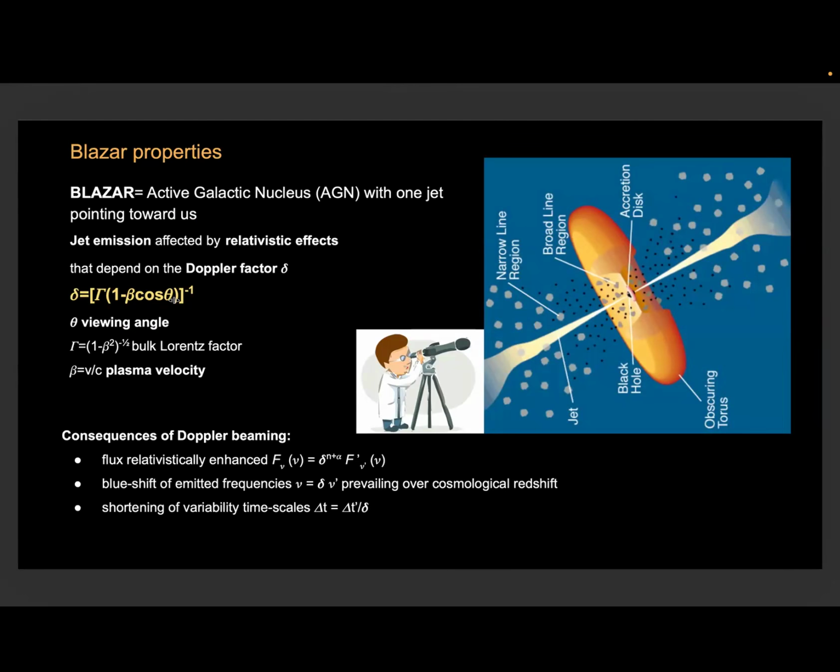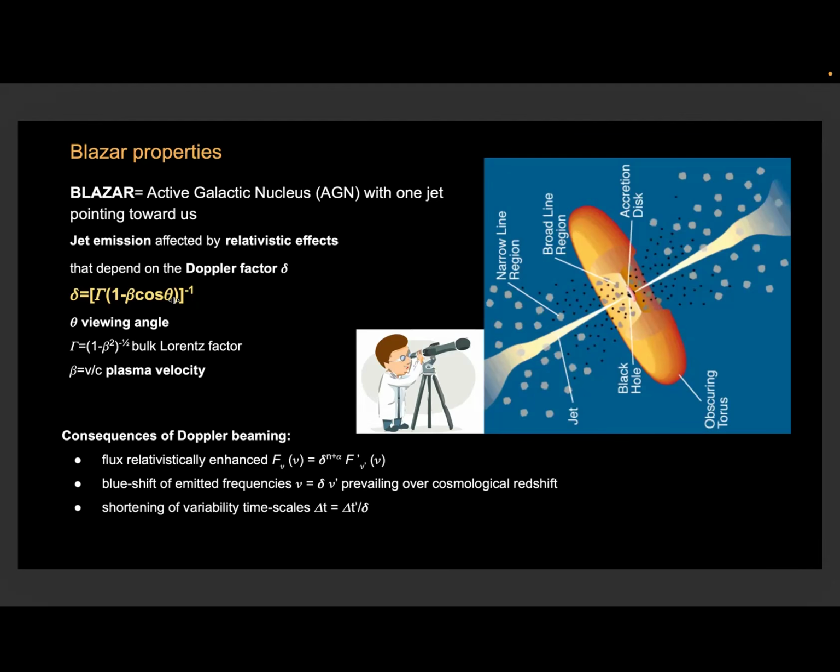us. Because of this, the jet emission undergoes Doppler beaming, which can be quantified by the Doppler factor delta, which depends on the velocity of the plasma inside the jet and on the viewing angle. The better the jet is aligned with the line of sight, the stronger the Doppler beaming. Among the consequences, the flux that we measure is relativistically enhanced by a factor which is some power of the delta factor.